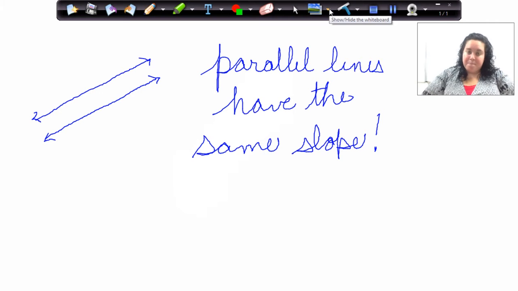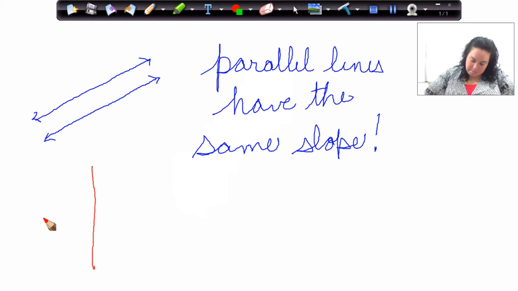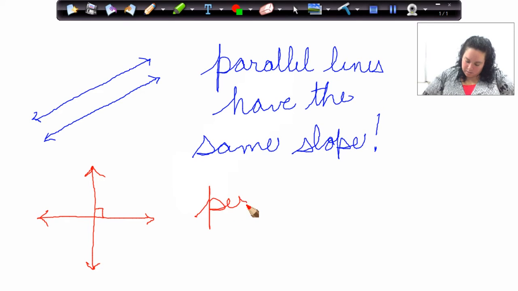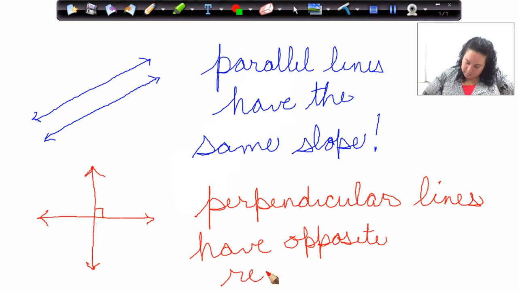Okay, what about perpendicular lines? What does it mean to be perpendicular? It means that we have two lines that cross at right angles with each other. So they cross at a right angle, they're perpendicular, and perpendicular lines have opposite reciprocal slope.